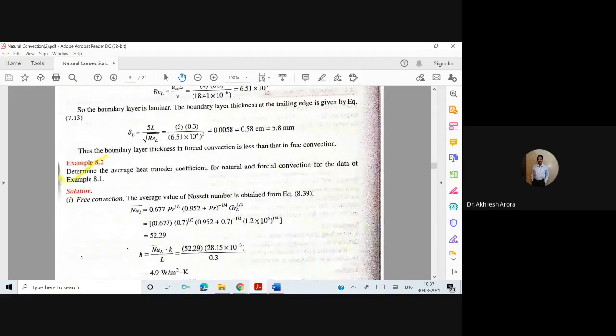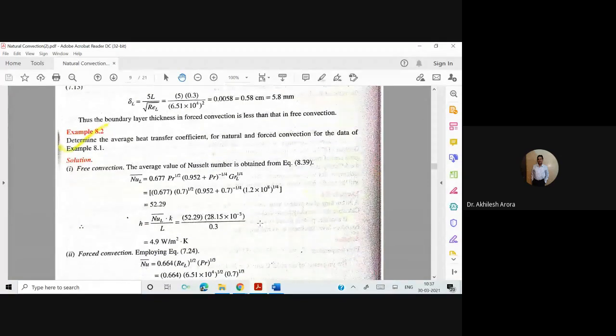Now it says determine the average heat transfer coefficient for natural and forced convection. Once again, once we know the equations, we can put in all the values. This is for the case of free convection, and this is the average Nusselt number.